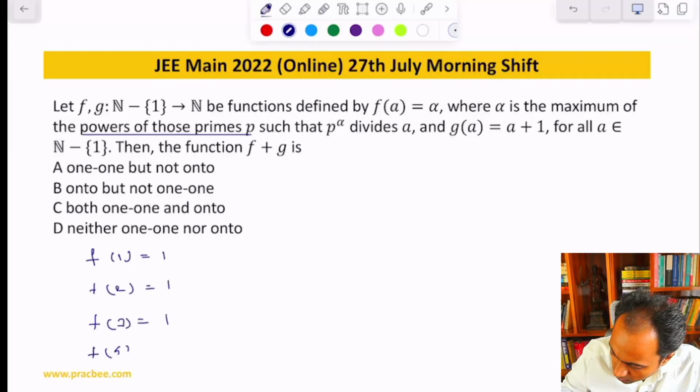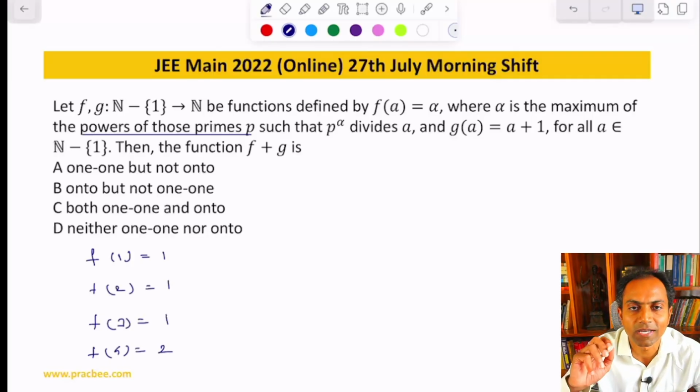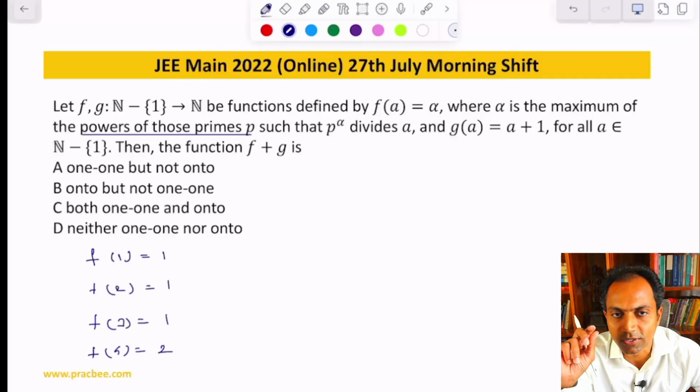If I write 4, then it becomes 2 square. So the answer is 2. So what is the maximum power of the prime? 4 can be written as 2 square. The maximum power of the prime becomes 2.